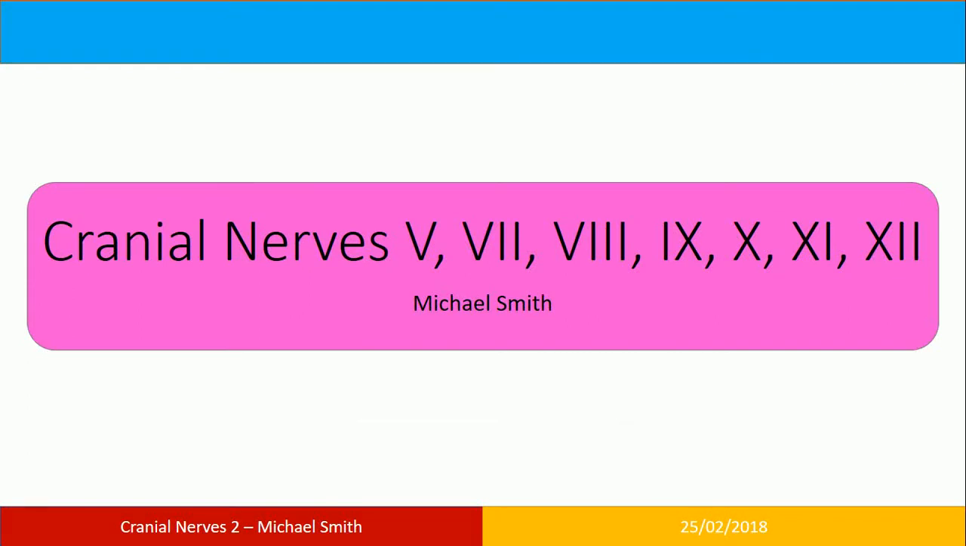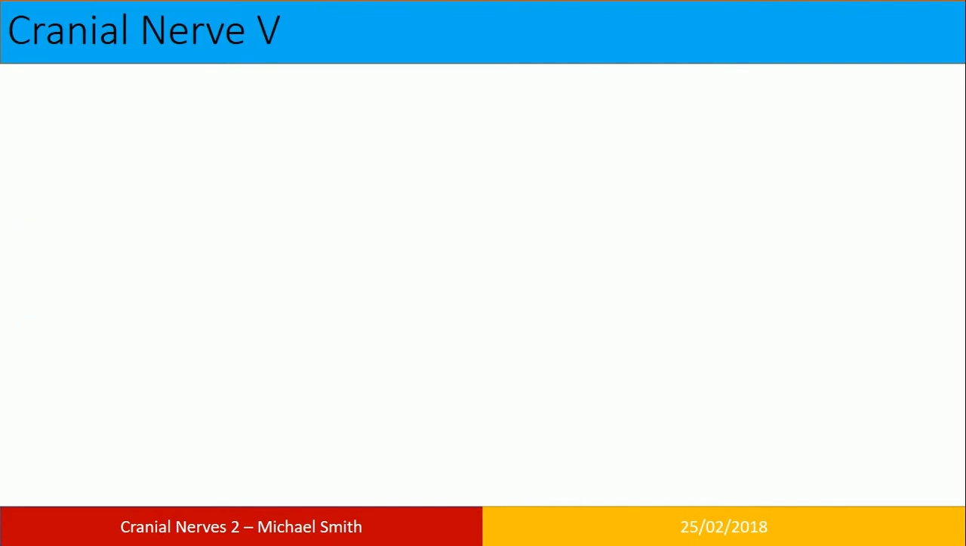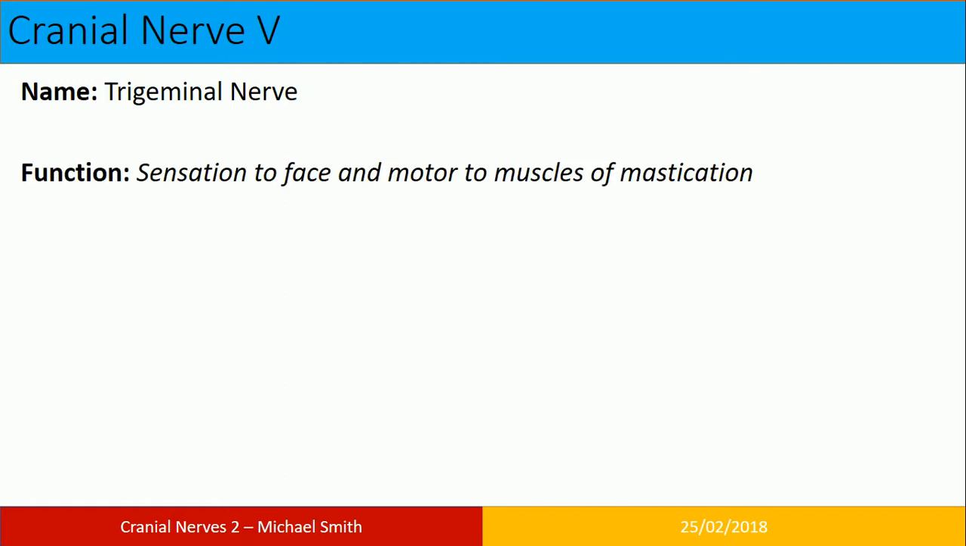Hi, so this is the second video talking about the cranial nerves, in which I'll look at cranial nerves 5, 7, 8, 9, 10, 11, and 12. So to start with, we have cranial nerve 5, and this is our trigeminal nerve. Our trigeminal nerve has the function of sensation to our face, and it has motor to our muscles of mastication, which is chewing.